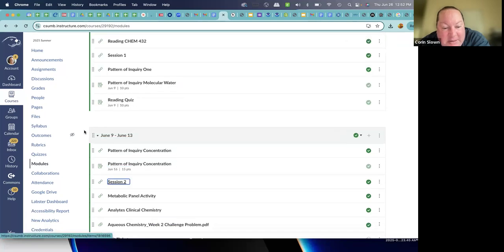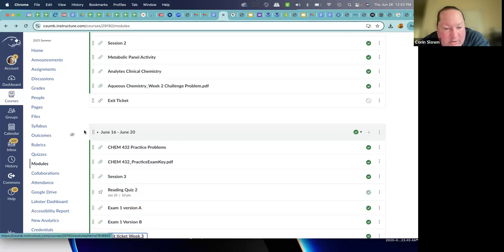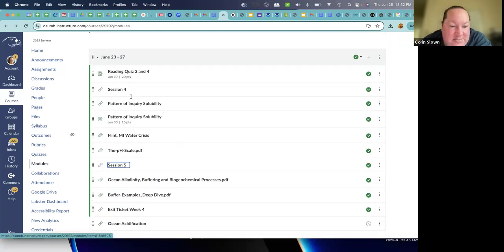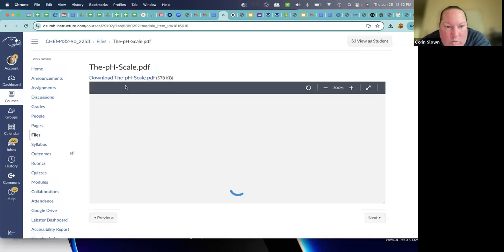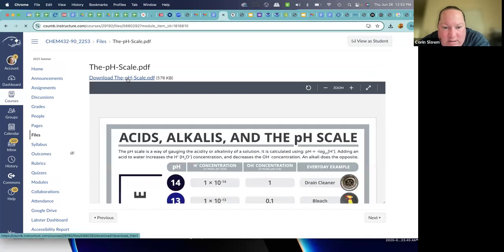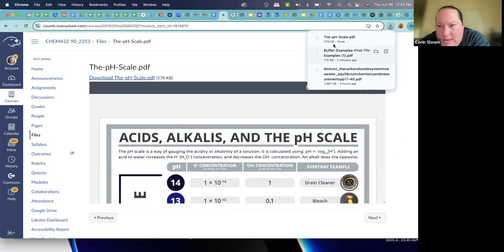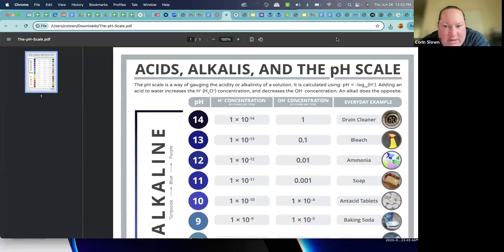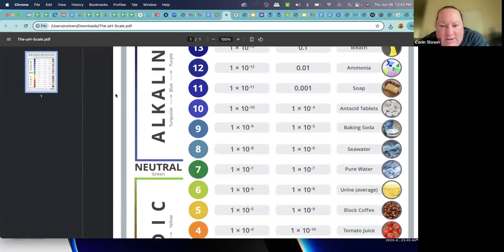And then the last piece that I want to talk about before we run out of time is this pH scale. One of the things that we often make as assumptions, and I'm going to open this up full screen. Hopefully you all can see that. All right, so we make the assumption that our pH scale goes from 0 to 14.